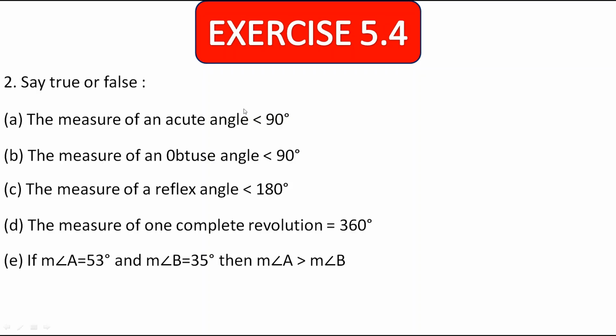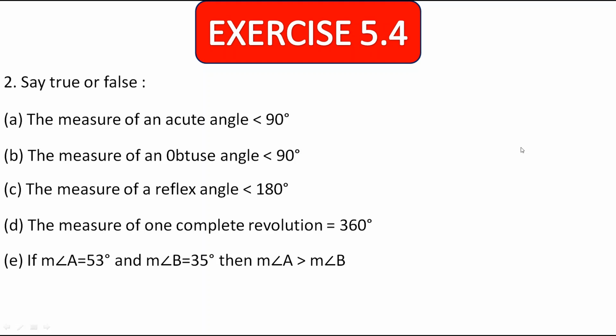Say true or false. The measure of an acute angle is less than 90 degree. So here again you should know everything about the types of angles. Then only you will be able to solve this exercise. So I am suggesting you to go through that video first and then come to this video. I am giving the link here. You can click on that directly and you will move to that video.